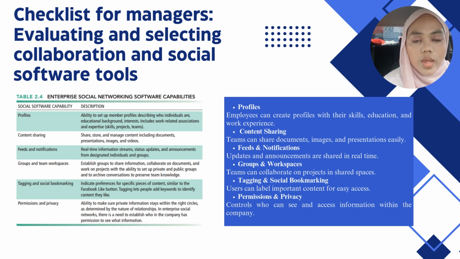Fourth is groups and workspaces, to create private or public groups to share information, collaborate on projects, and save important discussions for future reference. Five is tagging and social bookmarking. Social bookmarking is similar to a like button or hashtag, to help employees mark and find important content quickly. The sixth is permission and privacy, to ensure that sensitive company data is only accessible to the right people in the company to keep the business information secure.